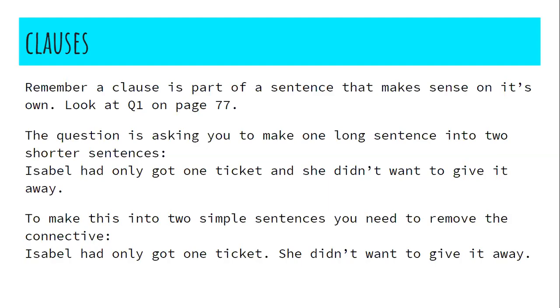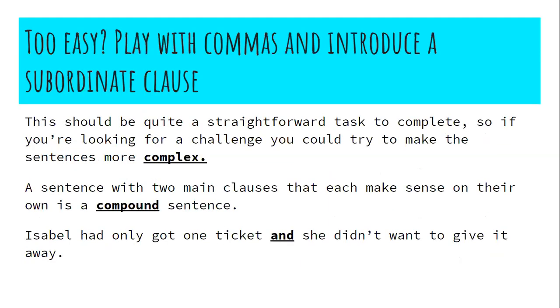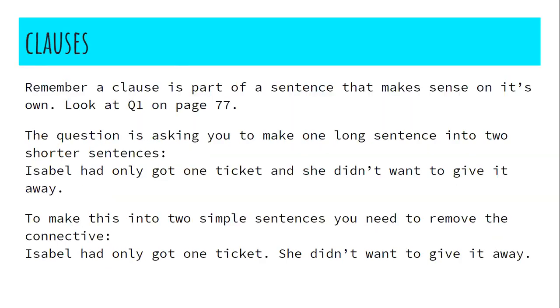Isabel had only got 1 ticket. She didn't want to give it away. They make sense on their own. That is called a compound sentence. Okay? Now, if that makes sense to you and you feel like that's challenging enough to remove that connective and make those 2 simple sentences, then pause me here and have a go at question 1 on page 77.